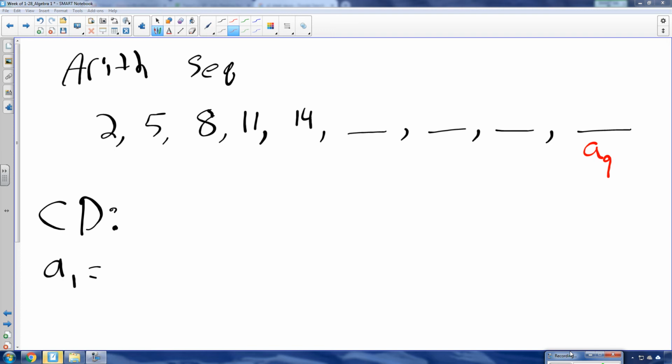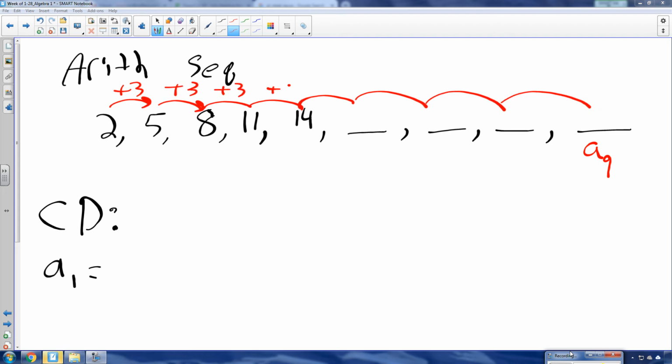We're adding 3, right? And how many times are we doing the add 3? So 1, 2, 3, 4, 5, 6, 7, 8 times we're adding 3. Agree? So I'm going to put plus 3, plus 3, plus 3. I'm getting a little bit lazy. Plus 3. How many plus 3s are up there now? Should be 8, right? So my common difference is positive 3. My first term is clearly 2. And I'm adding 3 how many times? 8 times.